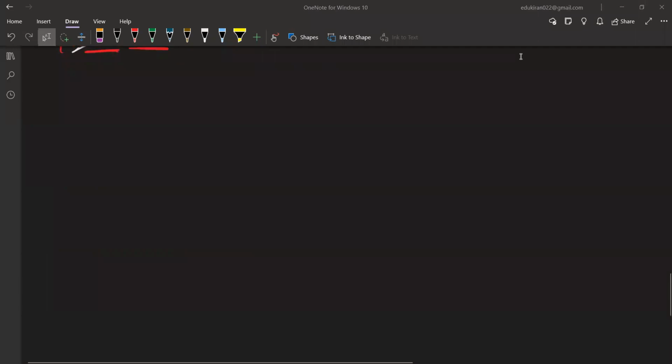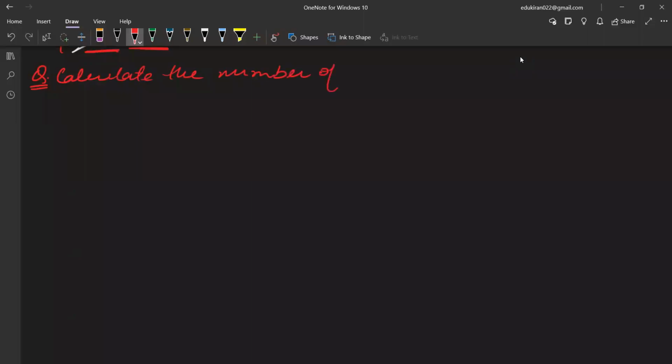Calculate the number of carbon atoms in 0.5 moles of C6H12O6.